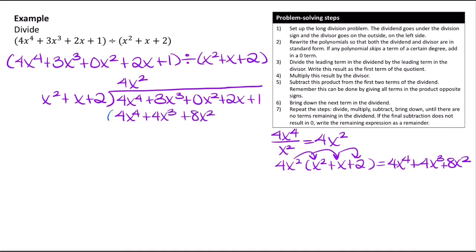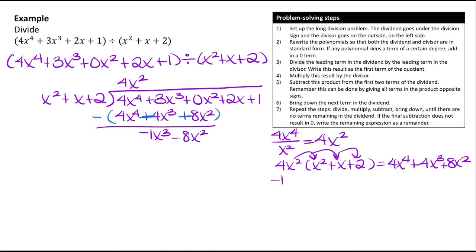Okay, so let's go ahead now and subtract this. So this is going to become minus, this is going to become minus. So 4x to the fourth minus 4x to the fourth is 0. 3x cubed minus 4x cubed is negative 1x cubed. 0x squared minus 8x squared is going to become minus 8x squared.